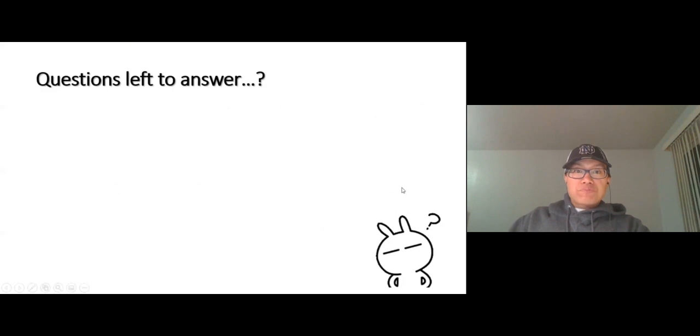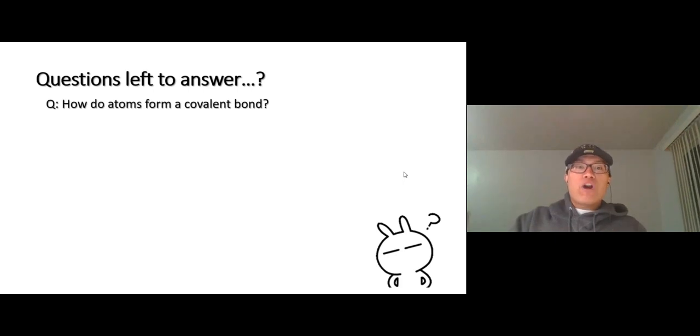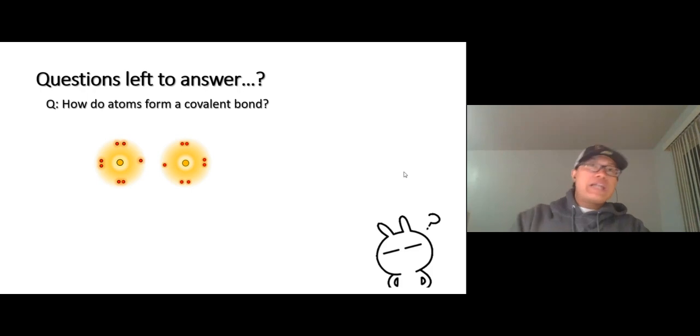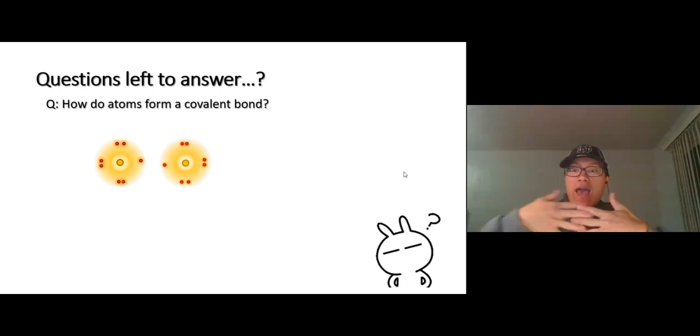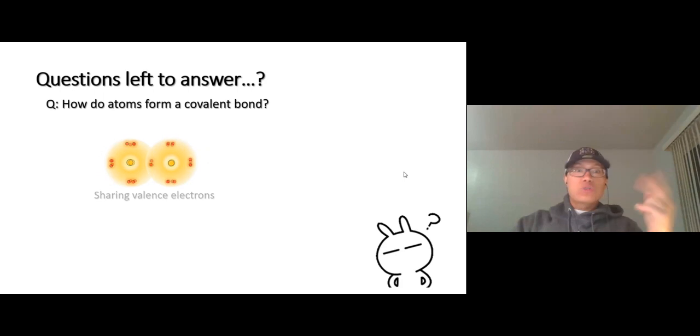Now, a question that we still have to answer. Maybe you have learned this in Gen Chem 1, but I don't expect you to remember it. How do atoms form a covalent bond exactly? What we learned in Lewis structures is that two atoms form a bond by sharing electrons. One electron from one atom, another electron from another atom, and we call that a covalent bond. So two electrons in a bond, basically, right?